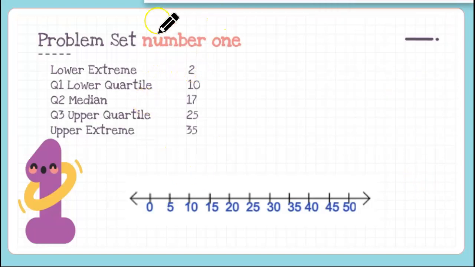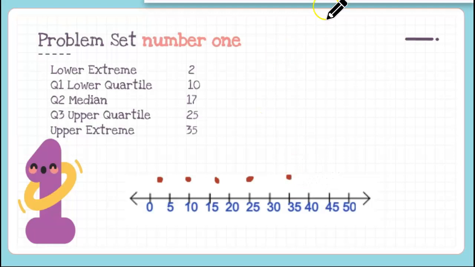Alright, we'll just get those 5 summary points. We plot them here. So 2, we could put 2 over here. And we could put 10 here. We're really going to plot it where it belongs, at least closely. Alright, so now we got 25. And the last number is 35.